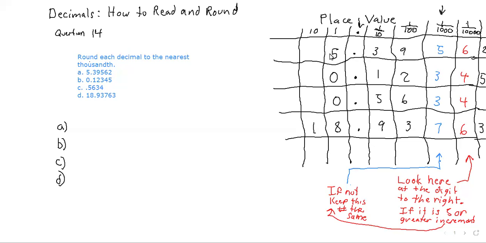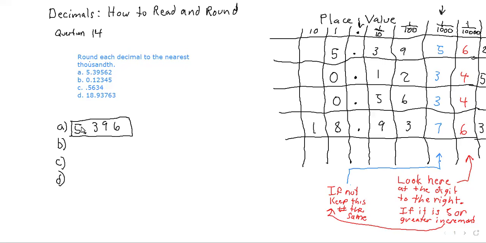So let's start. The first number is 5.3956. The number that we're changing is in the thousandths column. The number we're using to determine whether or not we're going to change it is in the column directly to the right of that, which is 6. So is 6 5 or greater? Yes, it is. That means we're going to increment the blue number. So our answer is going to be 5.396. And that would be the answer for A.